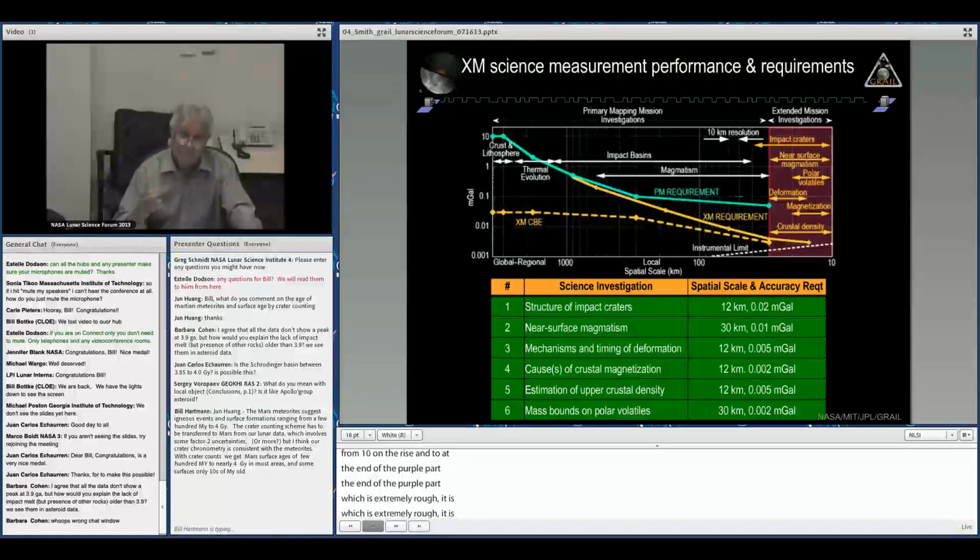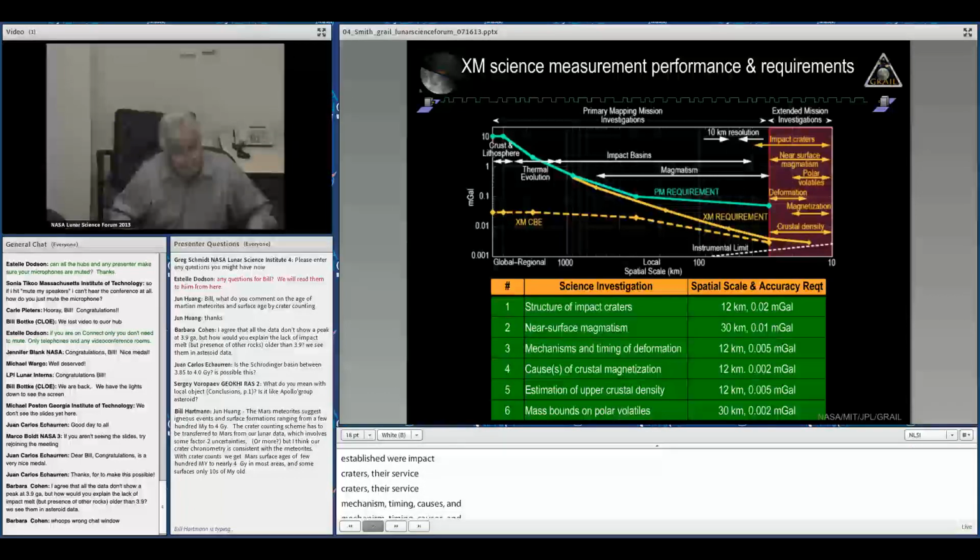And to get gravity information on a very high precision level for that range of sizes on the surface of the moon. And the 6 investigations that we established for the extended mission were structure of impact craters, near-surface magnetism, mechanisms of timing and deformation, causes of crustal magnetization, estimation of upper crustal density, and mass bounds on polar volatiles.